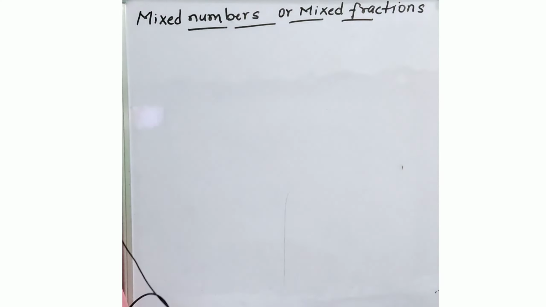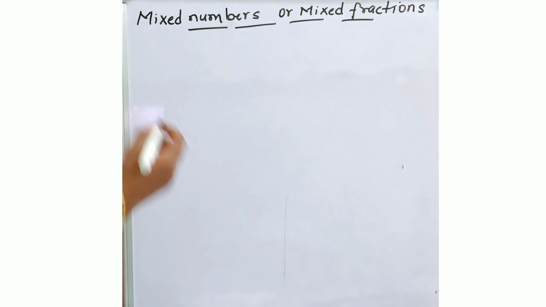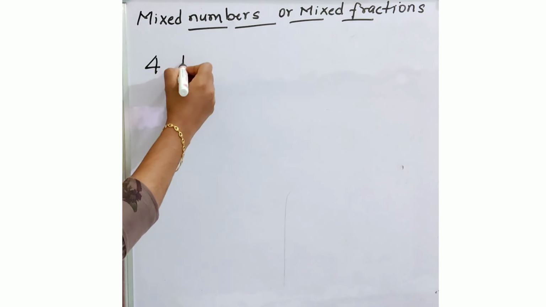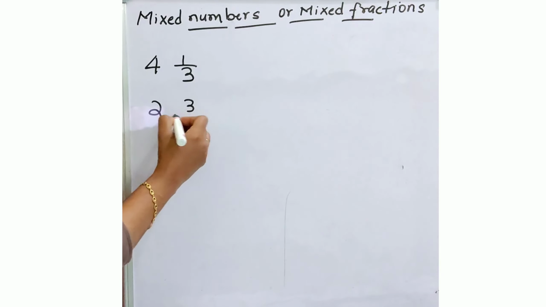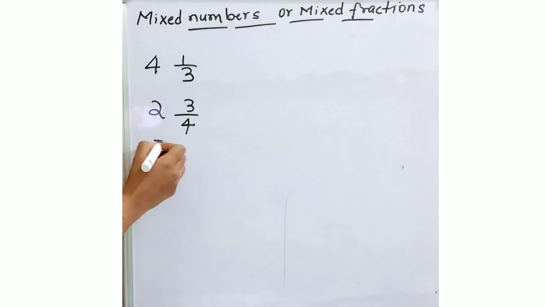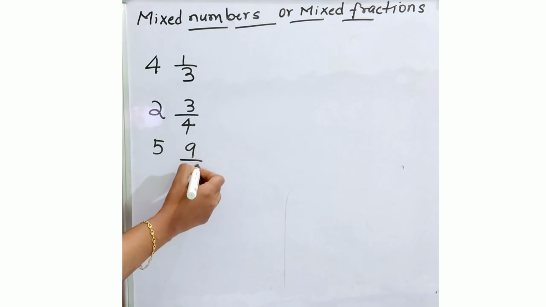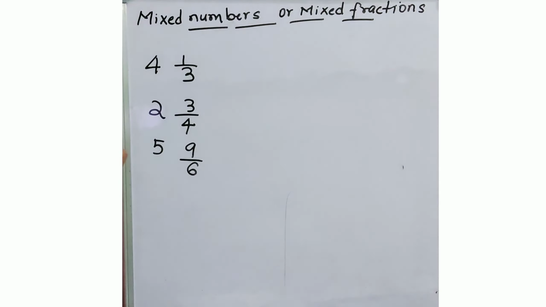Now we are going to see what you mean by mixed numbers or mixed fractions. In some cases, you can see fractions like this, that is 4 1 by 3, 2 3 by 4, and 5 9 by 6. Fractions like this are called mixed numbers or mixed fractions.